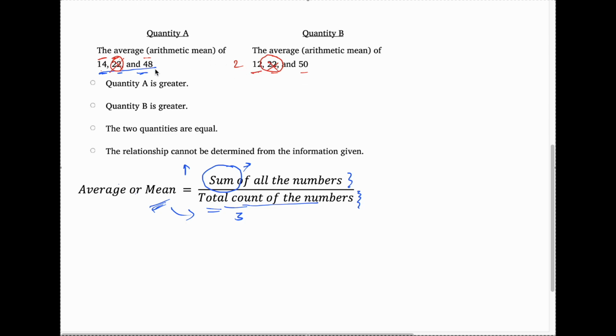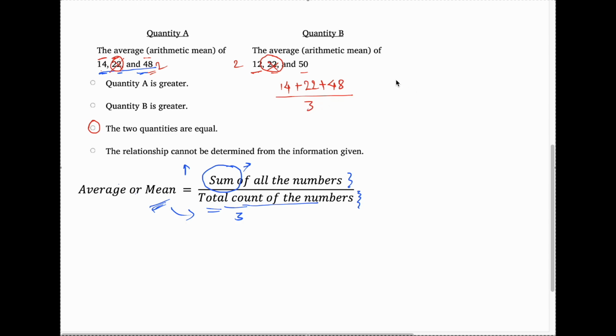Similarly, we have 48 here and 50 here. So if we add 2 here, we'll have 50. So just by looking at the question, you can make out that both the quantities are equal. Just to confirm, so that you are assured that this is the correct answer, we'll do the maths.